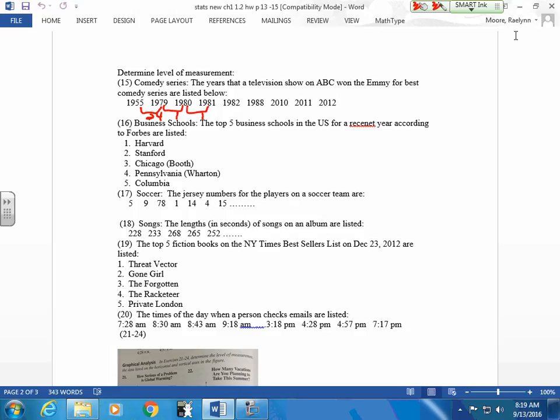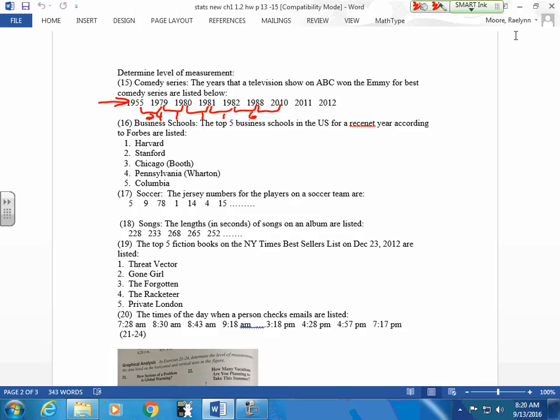Here to here. Here to here. There is a difference. But if I'm comparing these numbers, these listings, can I say that 1955 is half of 1979? Or a quarter of it? Or a third of it? No. If I'm looking at how many years in between, the number of years in between, then I can compare the number of years. But looking at the dates of them, all I can get out of this is an interval.